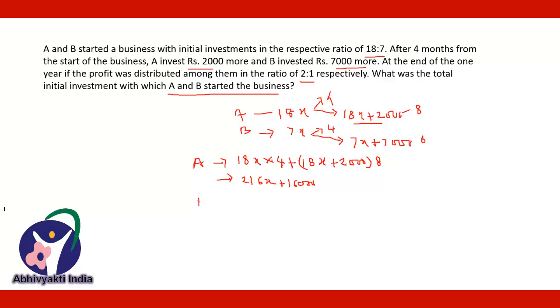Similarly, the total investment by B will be what? It will be 7x for 4 months, so 7x into 4, plus into bracket 7x plus 7000, which is invested for 8 months, so multiplied by 8, and after solving you get 84x plus 56,000.